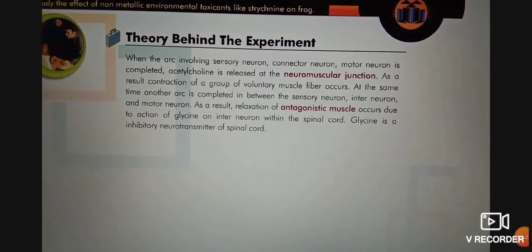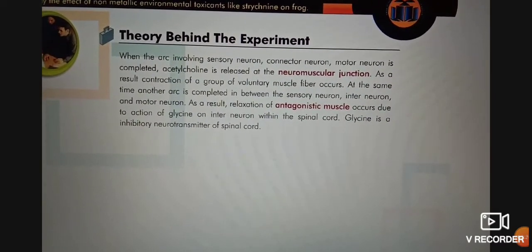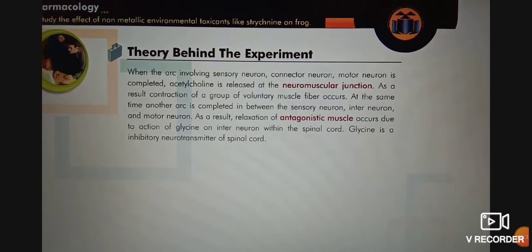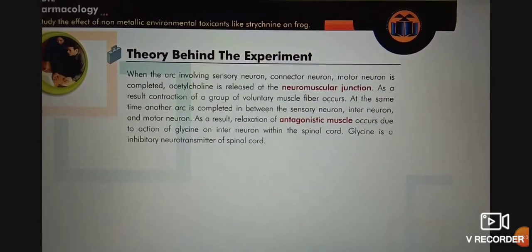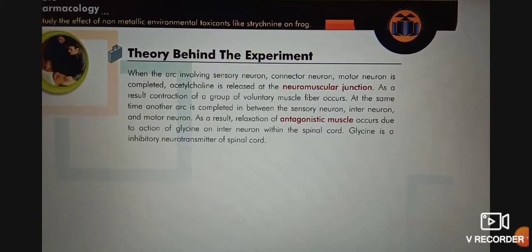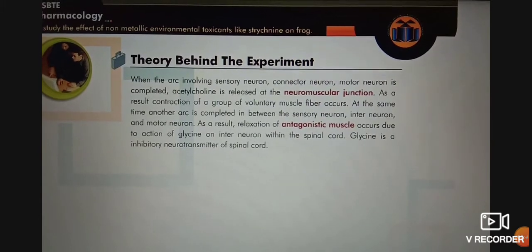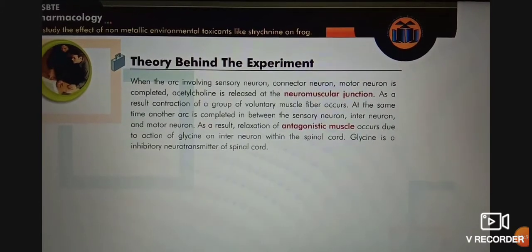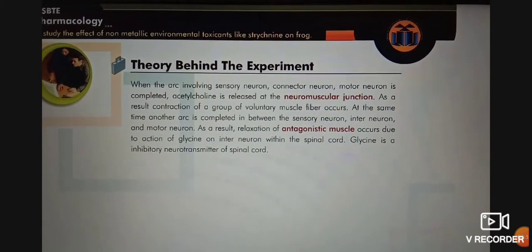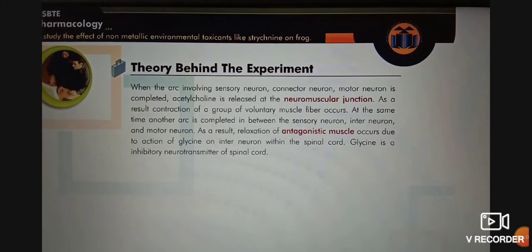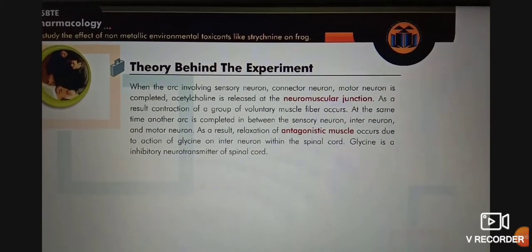When the arc involving sensory neuron, connector neuron, motor neuron is completed, acetylcholine is released at the neuromuscular junction. As a result, contraction of a group of voluntary muscle fibers occurs. At the same time, another arc is completed between the sensory neuron, interneuron, and motor neuron. As a result, relaxation of antagonistic muscle occurs due to action of glycine on interneuron within the spinal cord. Glycine is an inhibitory neurotransmitter of spinal cord.